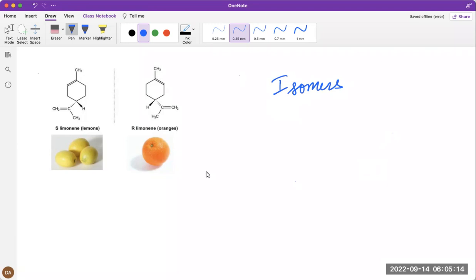What we've learned so far in our previous lectures is what we call constitutional isomers. You might not know this name, but in general we were talking about isomers. And what we meant by those isomers, to differentiate from the ones we're going to talk about today, are called constitutional isomers. So, what are constitutional isomers first of all?